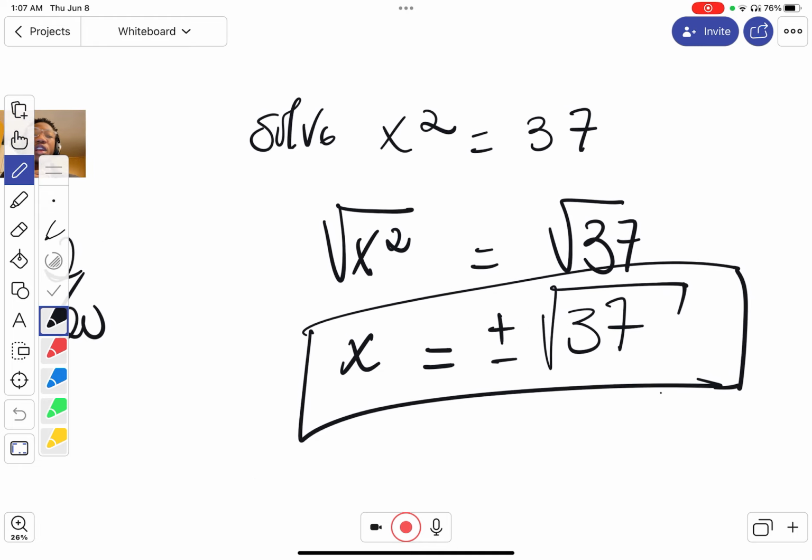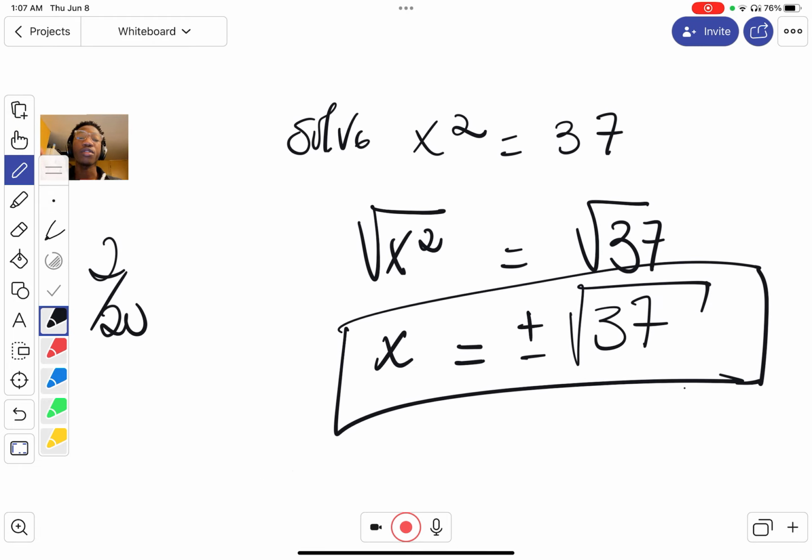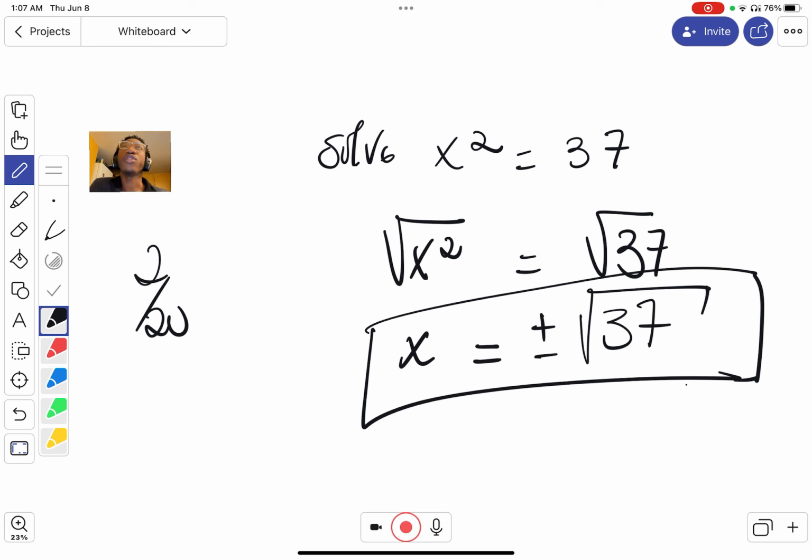So that's the reason why the square root of x squared equals the square root of 37 gives x equals plus or minus the square root of 37, because we know it's not going to give us a whole number. So I hope that was pretty cool, pretty simple. We're going to move to exercise 2.